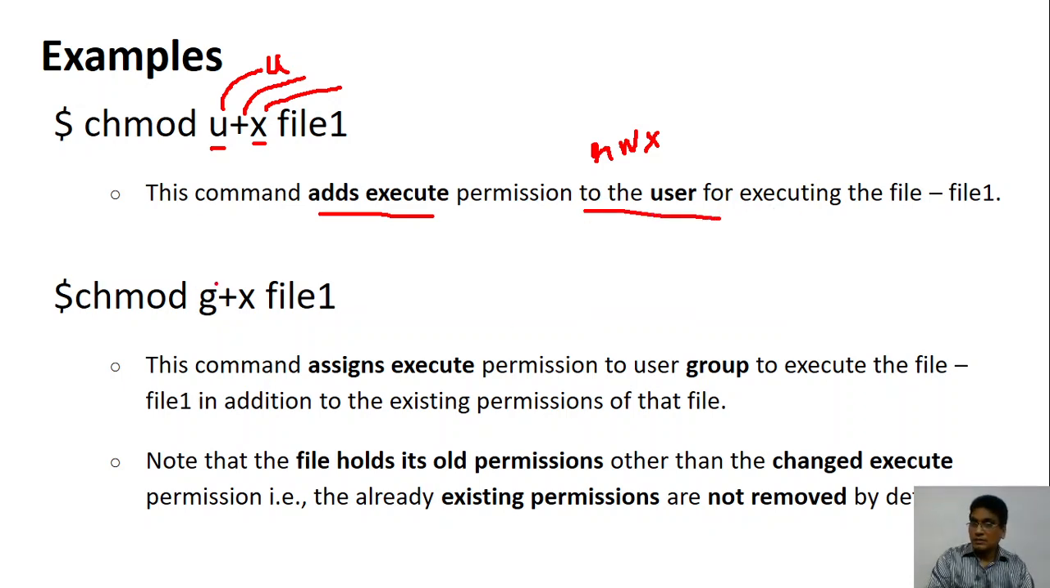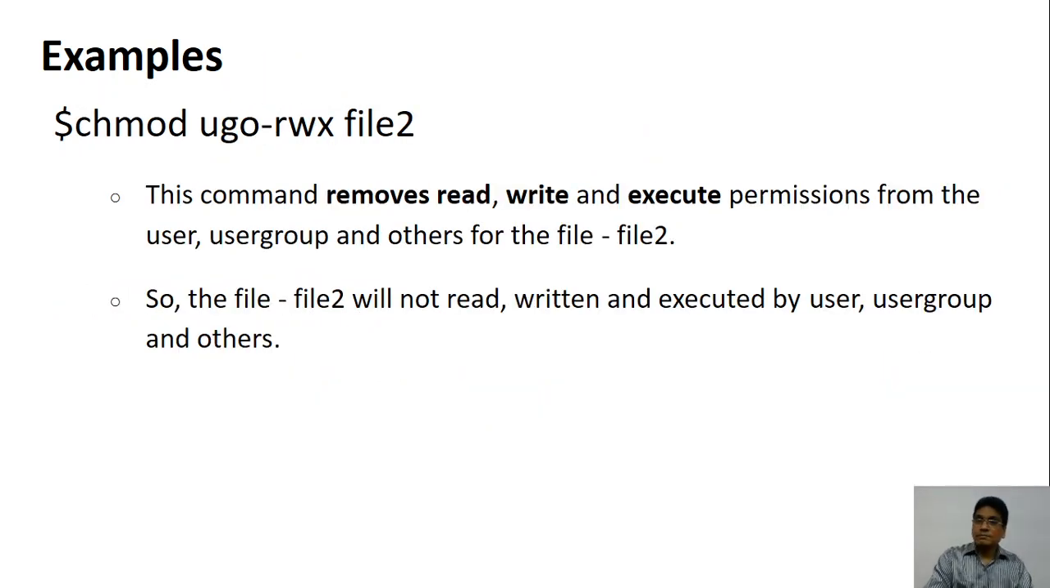What does this particular one say? G is for the group, so you are adding execute permission for this file. So this file will have the execute permission for that particular group. Okay, so you can add or remove the permission for all of them. Here if you notice, you have the user, group and others, all of them.